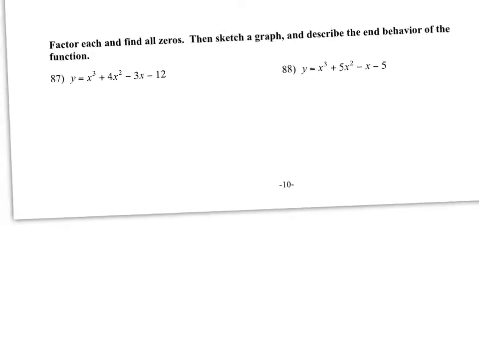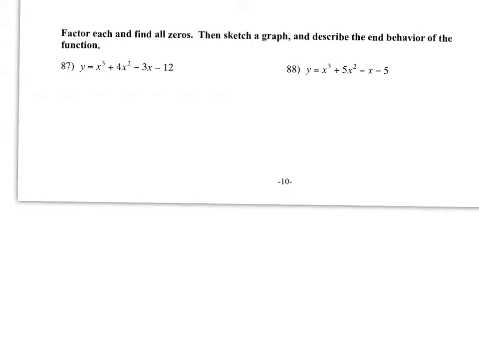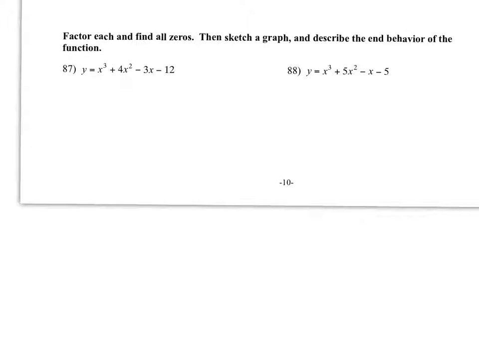Alright, for number 87, we've got a few different pieces going on here. The first is we have to factor. Looking at this, it has 4 pieces, so we're going to use grouping as our method of factoring. Then we've got to find all zeros, sketch a graph, and describe the end behavior. So lots of different pieces.